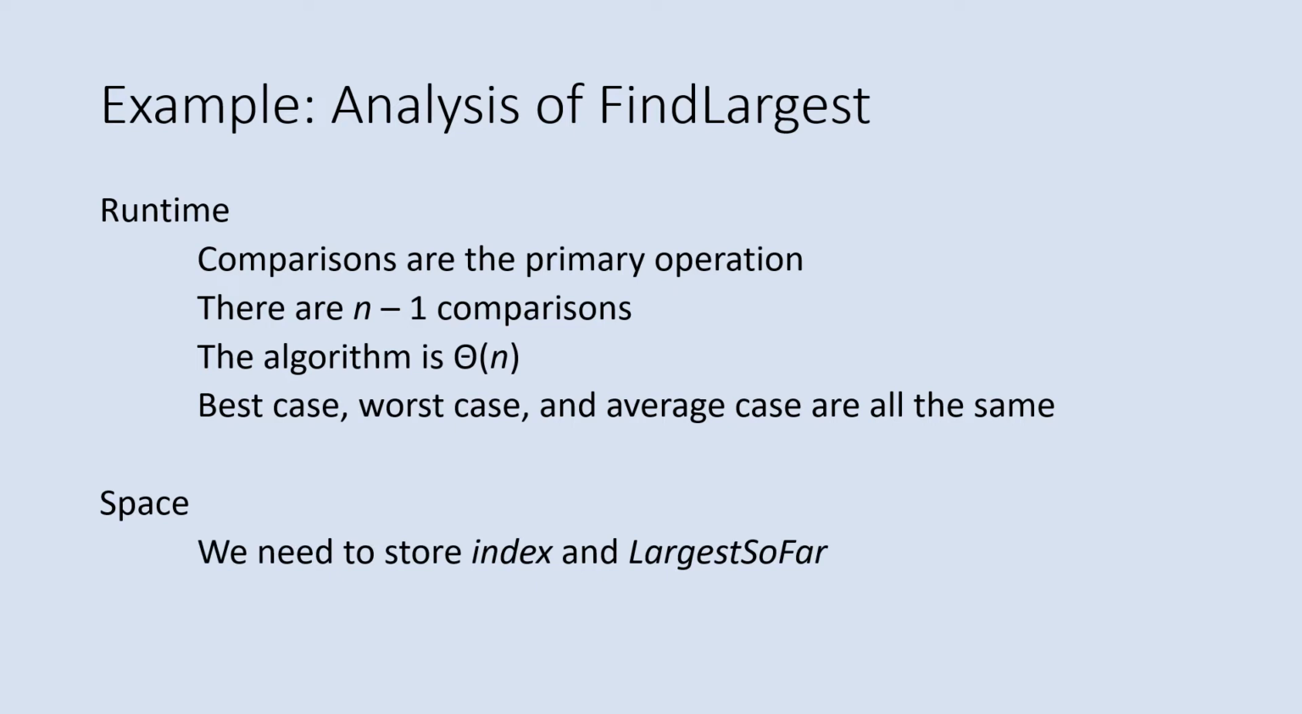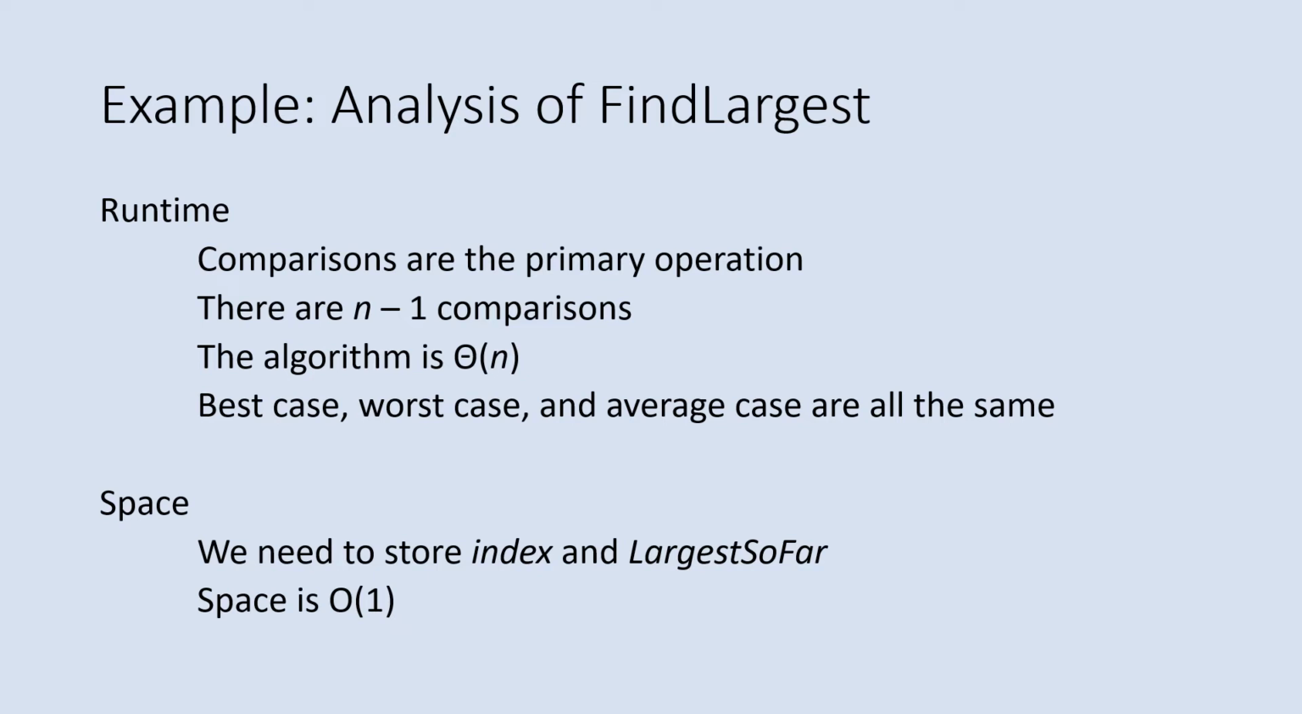In terms of space, we need to store index and we need to store largest so far, and those are the only two values that we need to store. And so the space is constant space. We say that's big O of 1. It doesn't mean that there's one space, but that is the way we represent or describe a constant, because the amount of space is bounded above by a multiple of 1. And the multiple of 1 in this case is 2. We need a place to store the index. We need a place to store the largest so far.